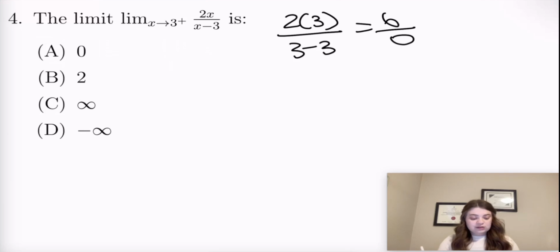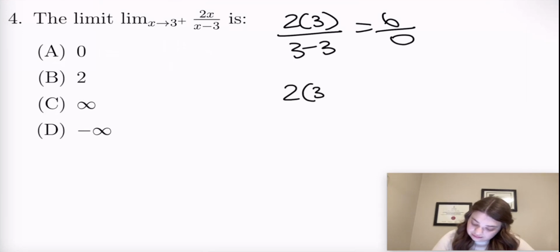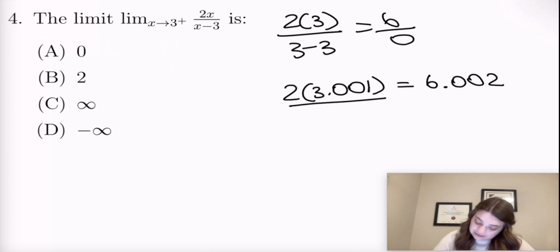So since we want to know what's happening as we approach 3 from the right, I'm going to choose a number that's slightly higher than 3, something like maybe 3.001. So I'm going to plug in 3.001 into here. Then we're going to get something like 6.002 when we multiply that by 2. And for our denominator, 3.001 minus 3 will give me 0.001.